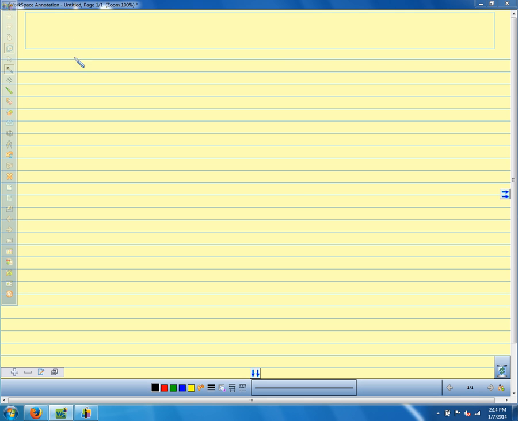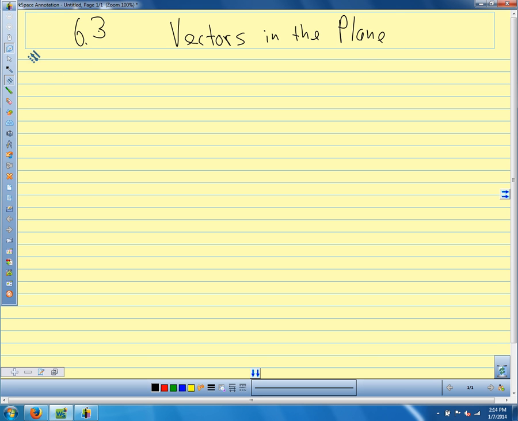So we are in section 6.3, and we're going to talk about vectors, and for now we're just in two dimensions, so we're going to say vectors in the plane. Later on in the semester we'll talk about vectors in space, three-dimensional vectors. So part of what we're going to do today is talk about what a vector is, and then we'll talk about a few of the things that we do with vectors.